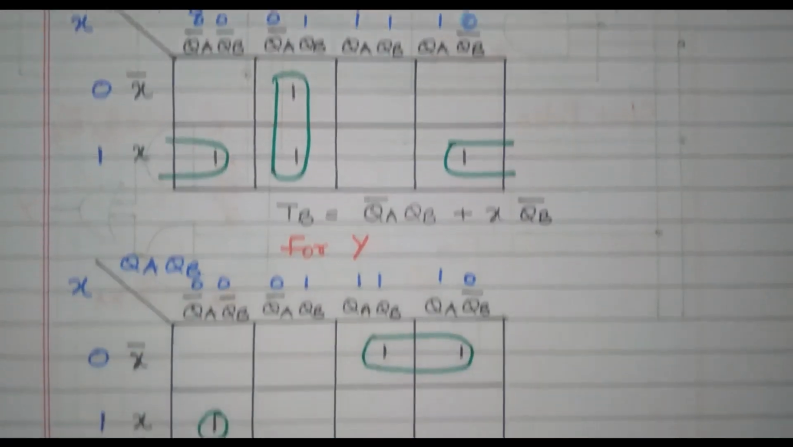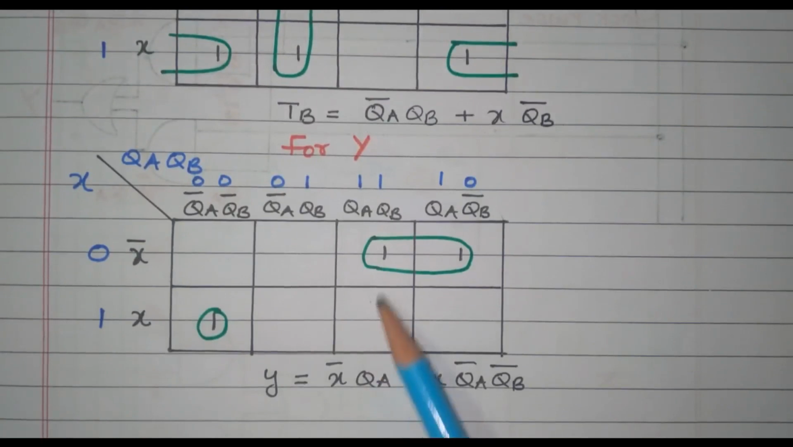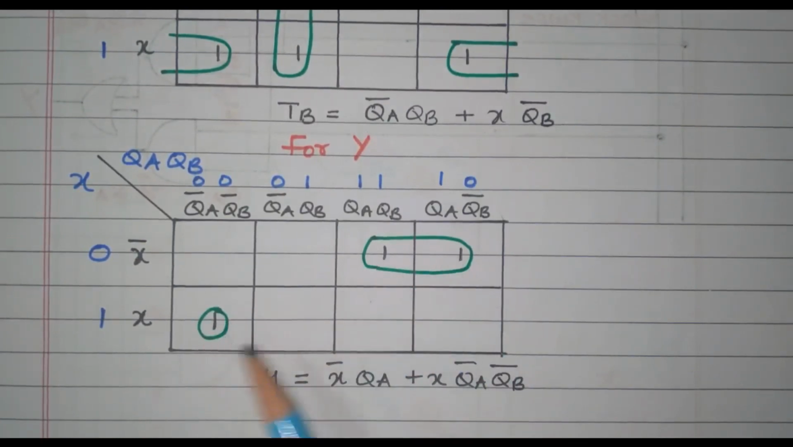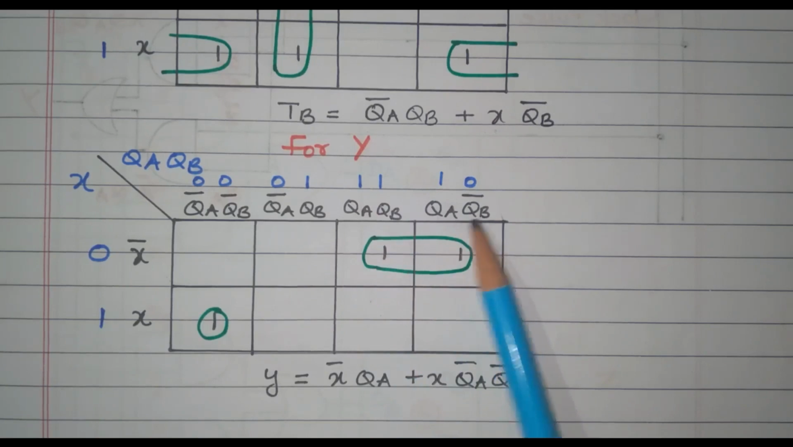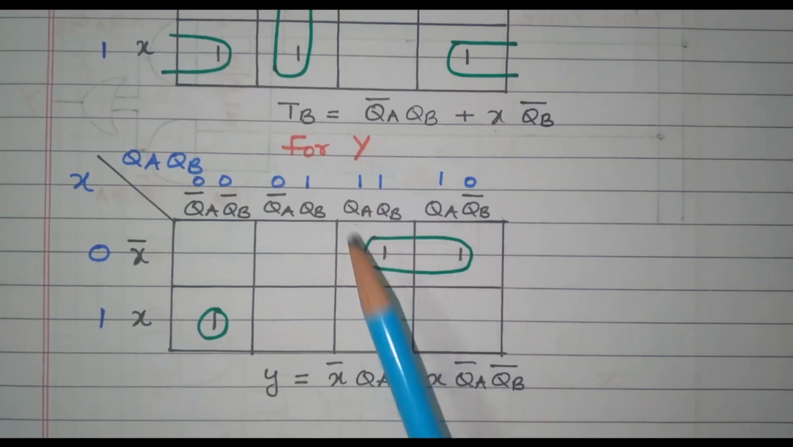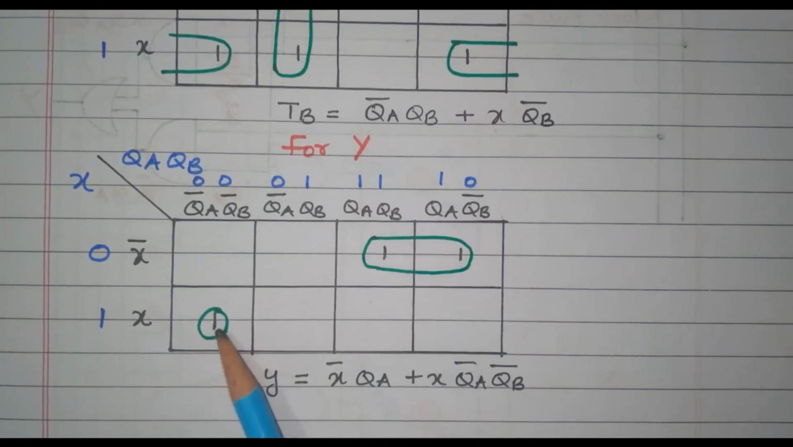Now, we will go to Y. In this Y there are 3 ones available. These two are grouped together, and this one is available individually. While grouping these two, we have x bar. Correspondingly, in the third and fourth columns QB bar and QB got cancelled, only QA remains. So that is x bar QA. While analyzing this one, we have x QA bar QB. So, this is the expression for Y. Now, we got the expressions for TA, TB and Y.